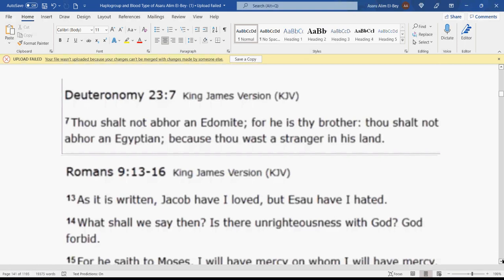All right. So, right here, Deuteronomy 23:7, thou shalt not abhor an Edomite, for he is thy brother. Thou shalt not abhor an Egyptian, because thou wast a stranger in his land. You know?